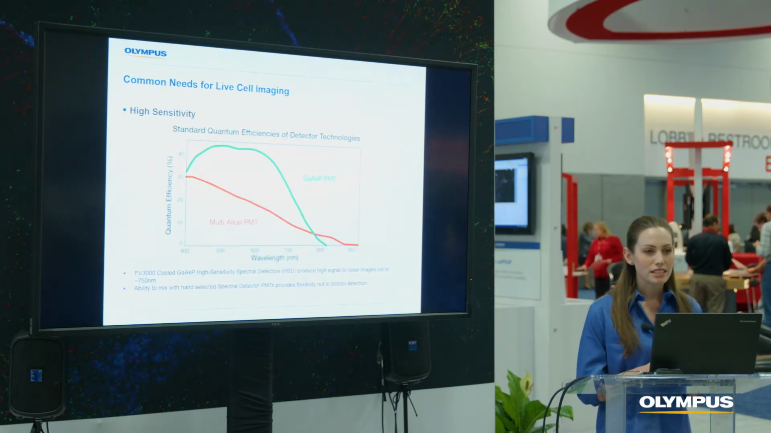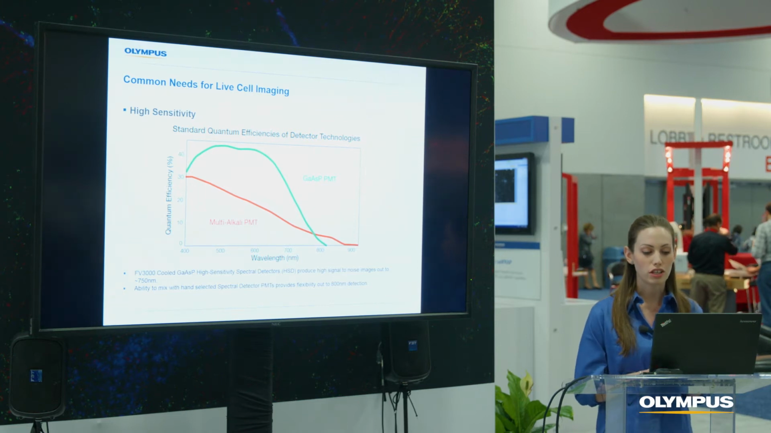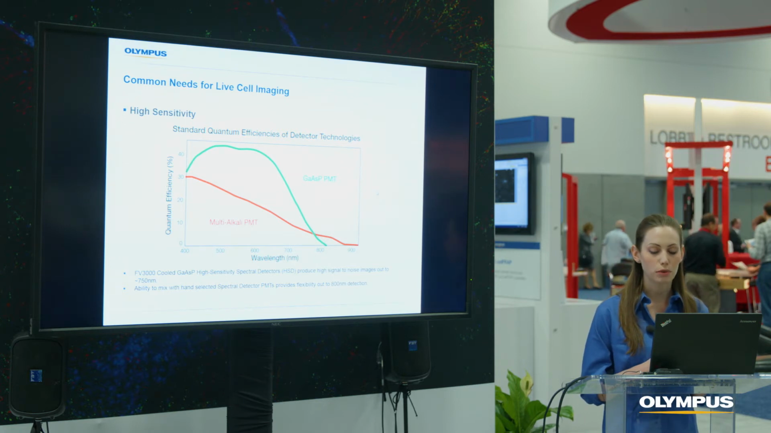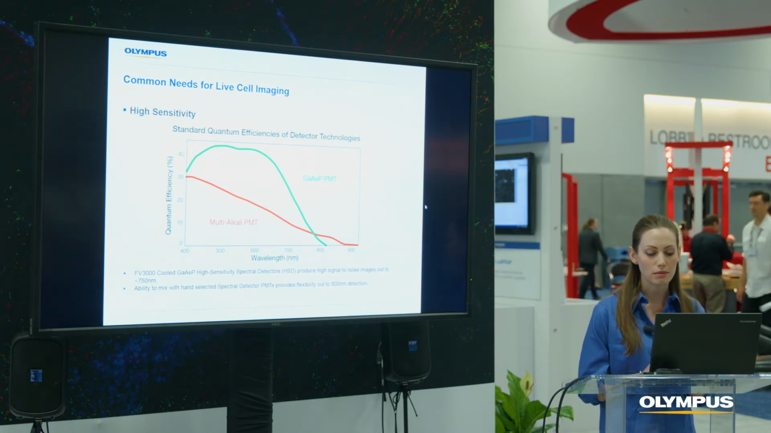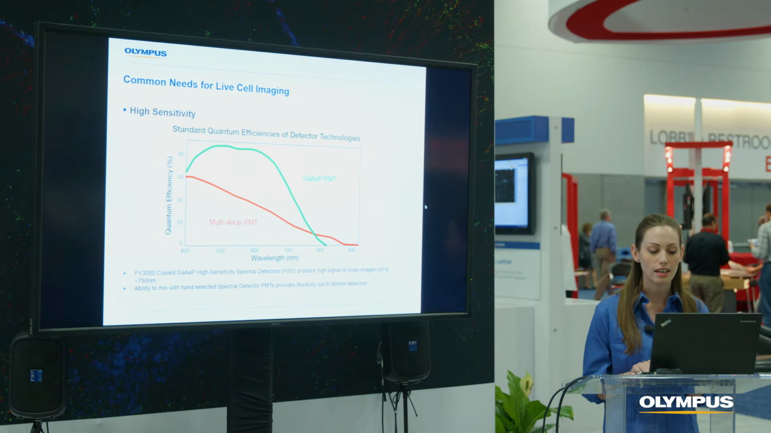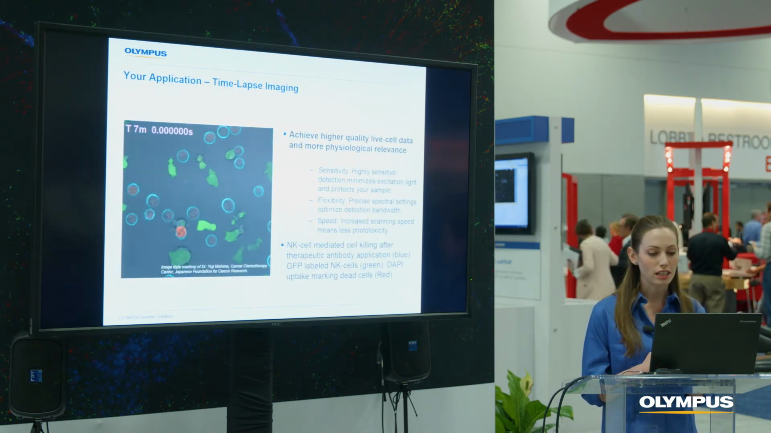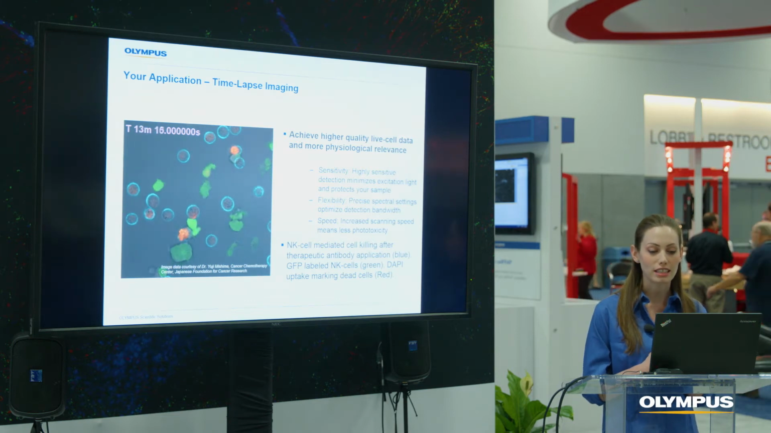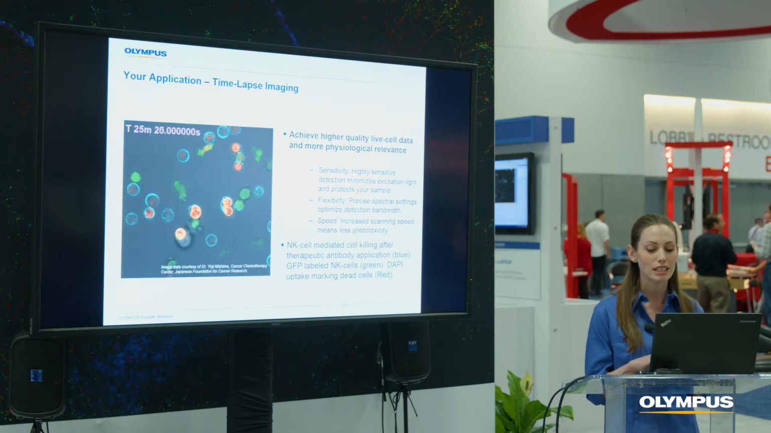So in order to maintain sensitivity in your system, one of the ways in which you can do that is to use high sensitivity detectors. Commonly used for this application are GaAsP detectors, which have a very high quantum efficiency throughout the visible range, up to 750 nanometers, as well as you can use hand-selected multi-alkali PMTs to provide flexibility out to 800 nanometers of detection. Now for time-lapse imaging, you can achieve higher quality live cell data with more physiological relevance by really optimizing sensitivity, flexibility, and speed.